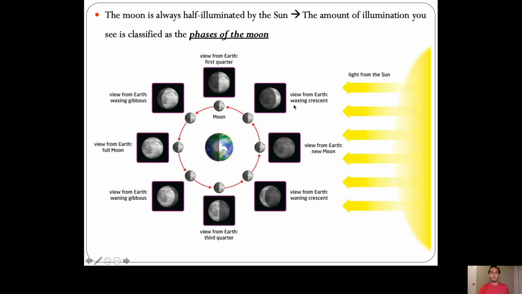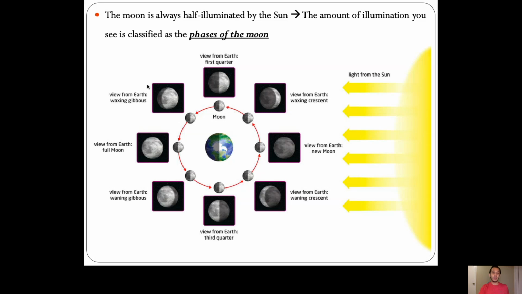So, the moon is always half illuminated by the sun. The amount of illumination you see is classified as the phases of the moon, okay? So, you've seen the phases of the moon, certainly, okay? You know what a full moon looks like. You know what a quarter moon looks like. You know what a crescent moon looks like, okay? And this is why, okay? The moon is always half illuminated by the sun, but the amount of that illumination that we see changes depending on where the moon is, okay?